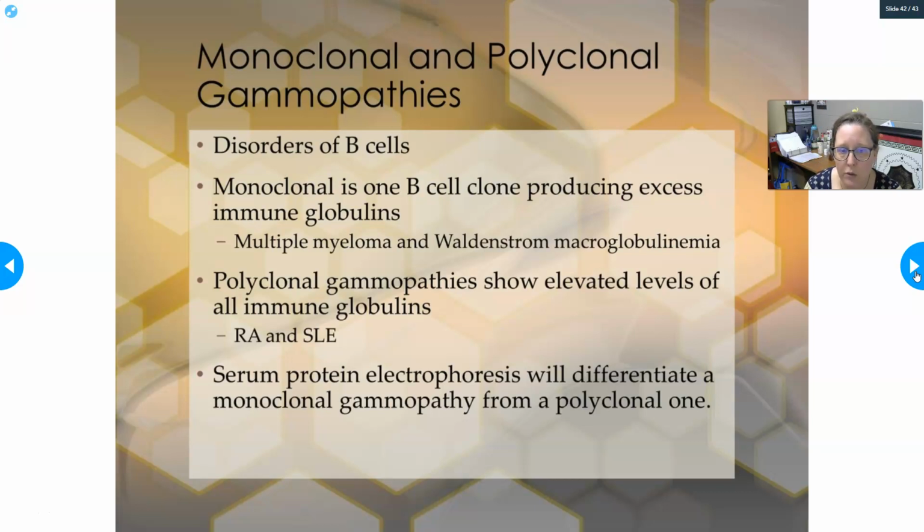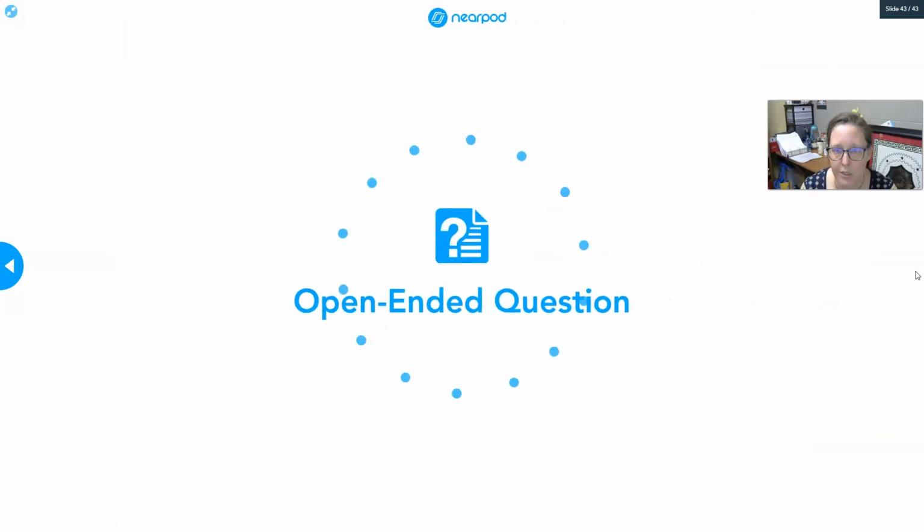The polyclonal gammopathies show elevated levels of all immunoglobulins and are more typical of autoimmune diseases like RA and systemic lupus erythematosus. Of course, the serum protein electrophoresis can differentiate between a monoclonal gammopathy and a polyclonal one. With a monoclonal one, you'll have more of a sharp spike. Polyclonal, you'll more have an elevated bump in the gamma globulin region.